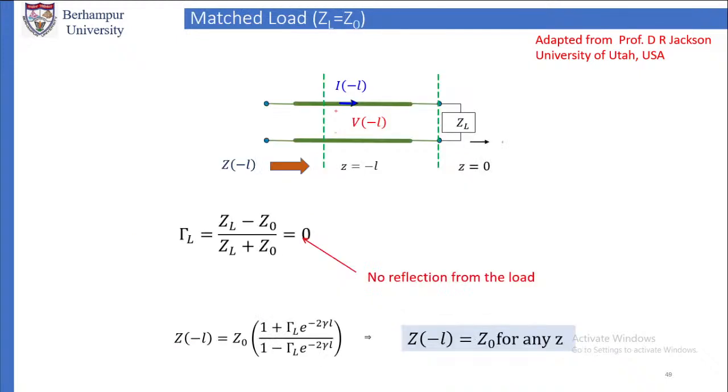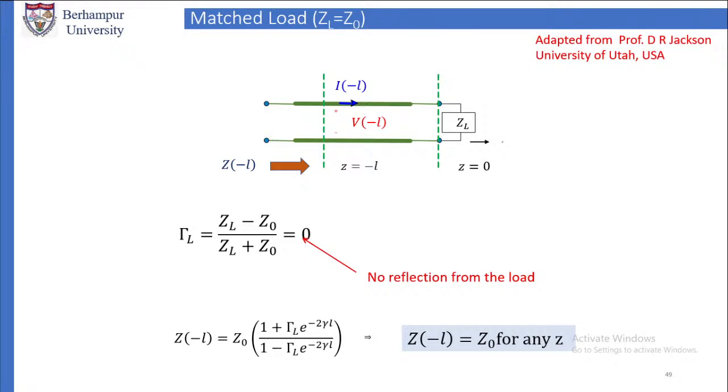Then we will come to the final special case, which is the matched load. Matched load means the characteristic impedance of the transmission line, Z0, matches the load. So the load value ZL is equal to the characteristic impedance. We terminate the transmission line with a load whose value is equal to the characteristic impedance of the line. That is ZL is equal to Z0.